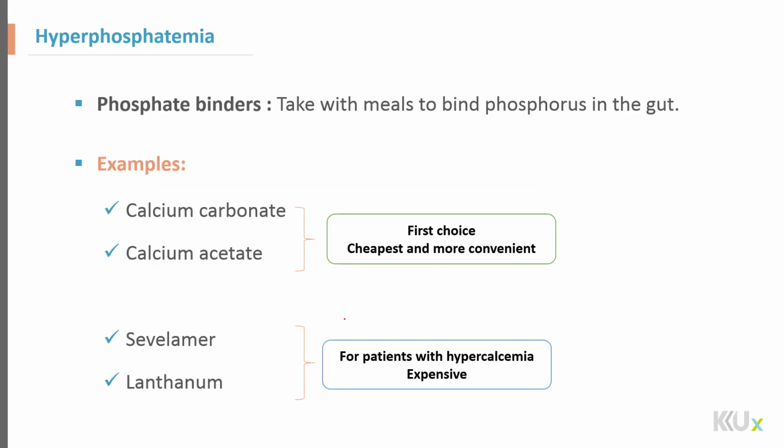The second complication is hyperphosphatemia. How to treat hyperphosphatemia, high phosphate in the blood? With phosphate binders. Phosphate binders prevent the phosphate in the diet from being absorbed, and they should be taken with meals. Examples of phosphate binders are calcium carbonate and calcium acetate. They are the first choice because they are the cheapest and the most convenient, but if the patient has hypercalcemia, we can use non-calcium containing phosphate binders like sevelamer and lanthanum.